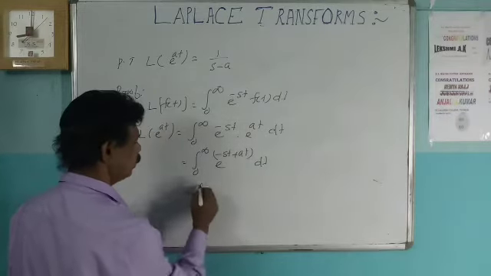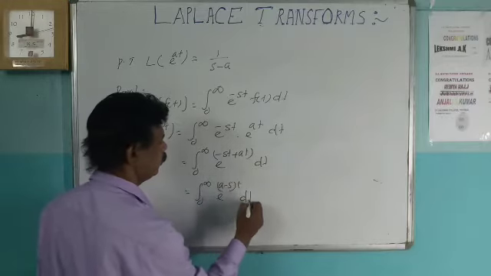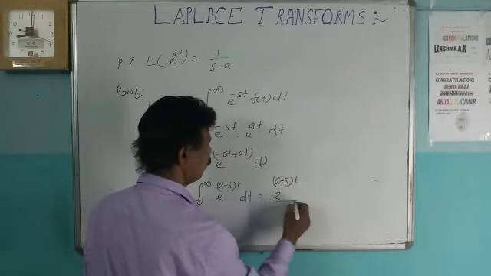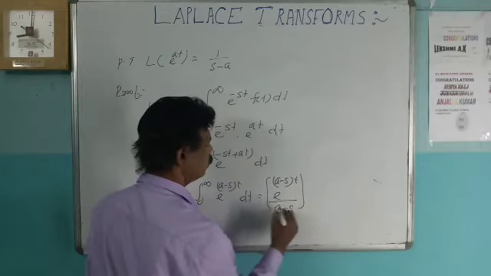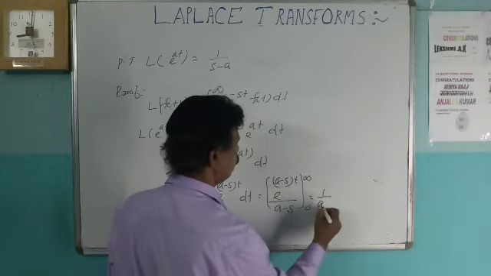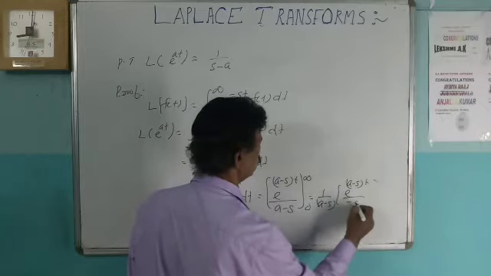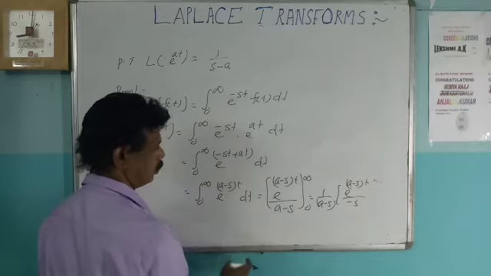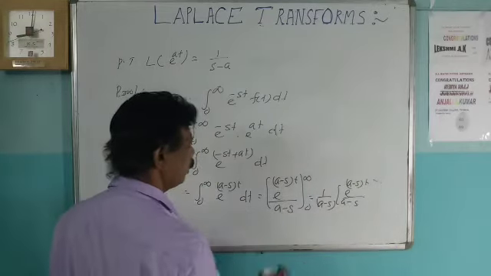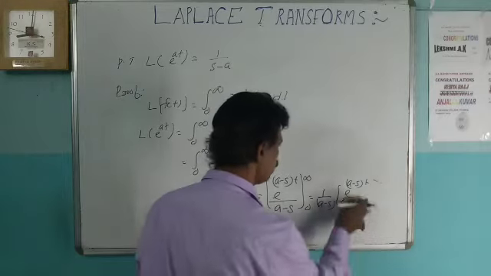Take t as a common term. That is integral 0 to infinity e raised to a minus s into t dt. Then this integral equals e raised to a minus s into t divided by a minus s. Apply the limit 0 to infinity. That is equal to 1 by a minus s into e raised to a minus s into t. Integral with respect to t. Or we can write this also, you can take a minus s common, and apply the limit.